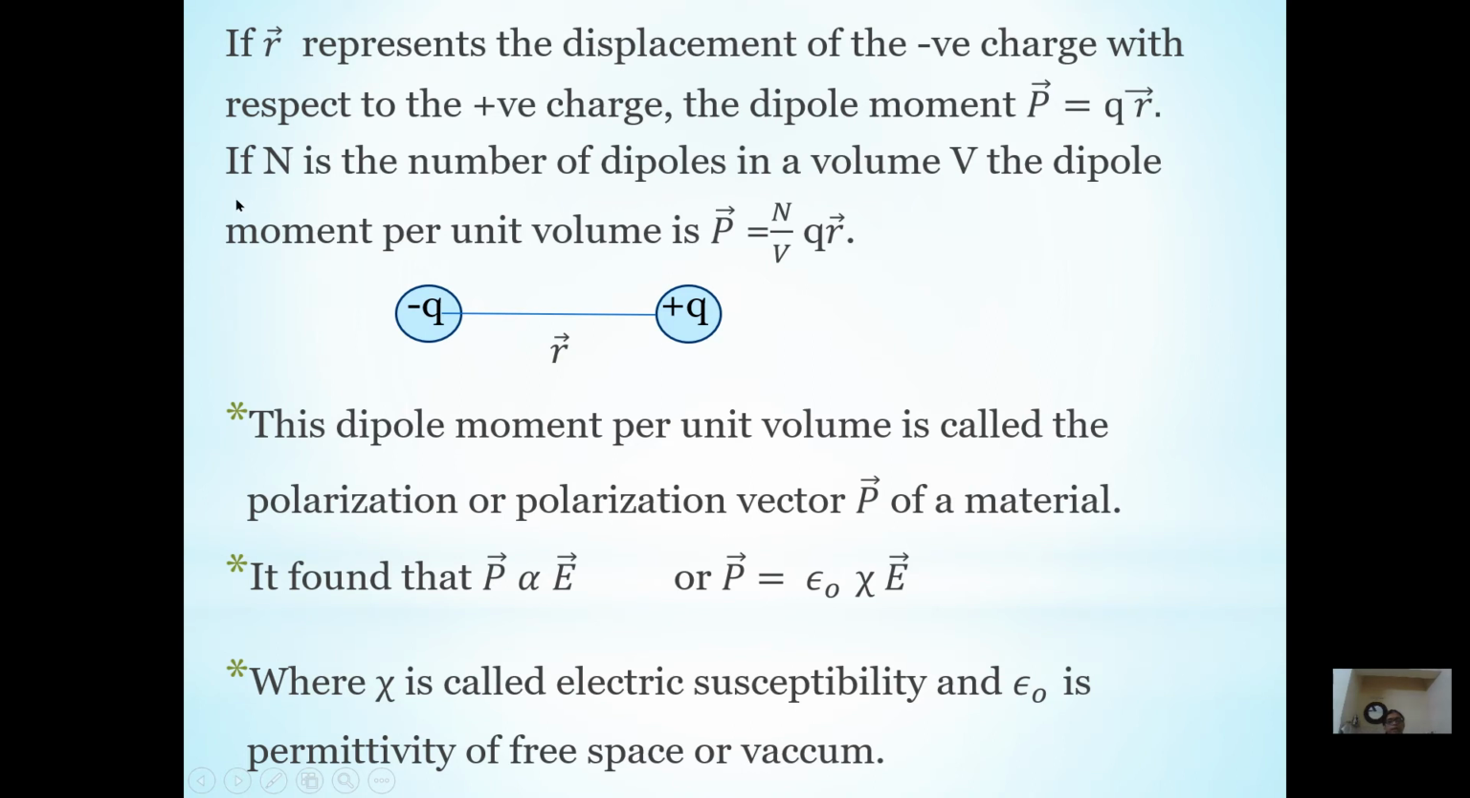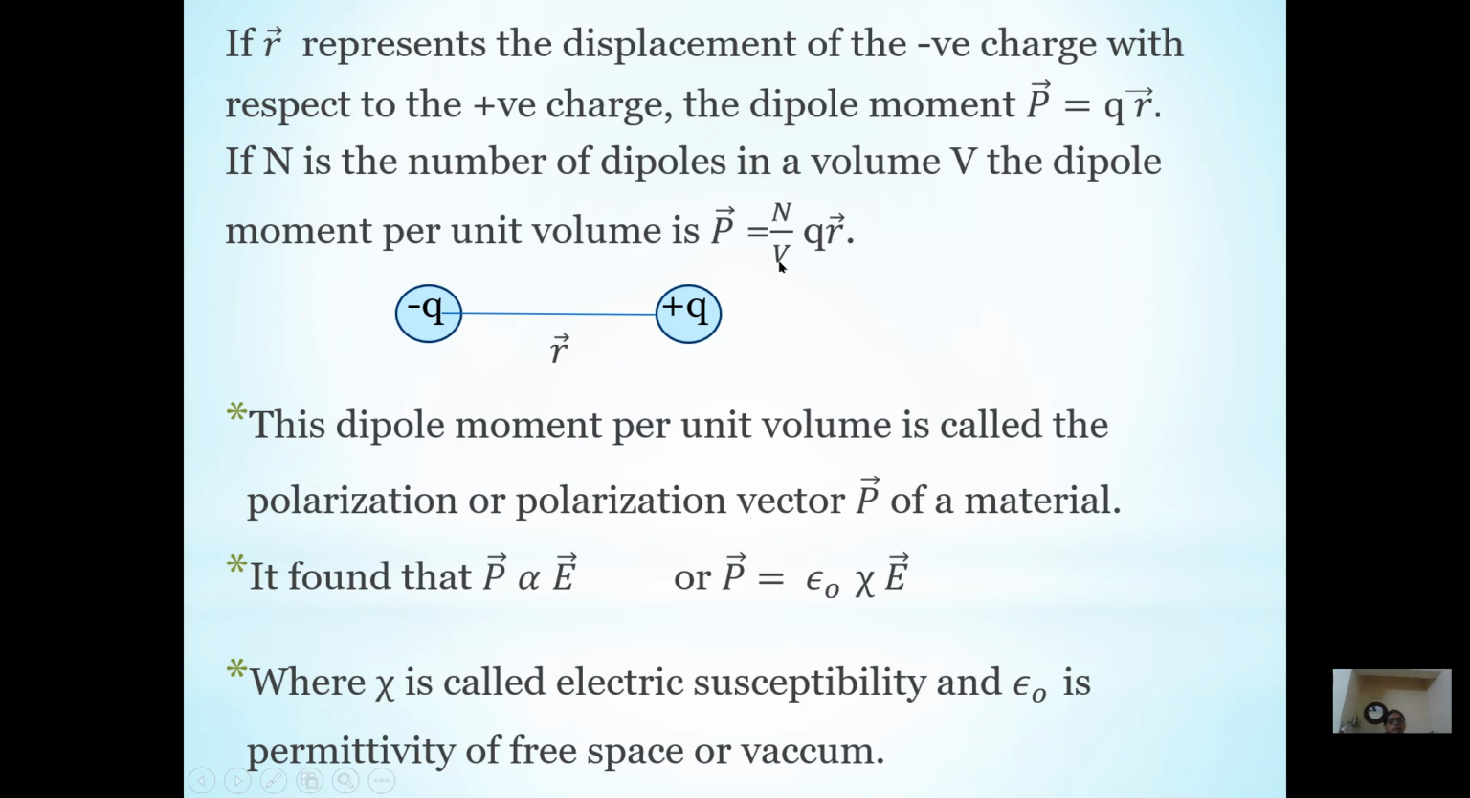If we consider unit volume of a substance, meaning dielectric material, then there will be n number of dipoles. If we consider volume V, and there are n number of dipoles in volume V, then the dipole moment per unit volume is given by: n is the number of dipoles in the volume V, so the number of dipoles in unit volume is n by V.